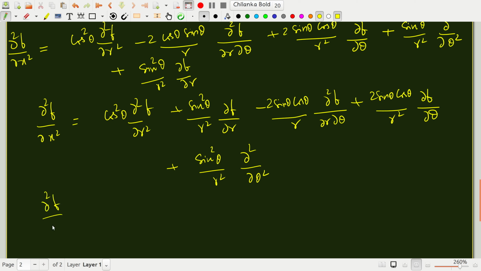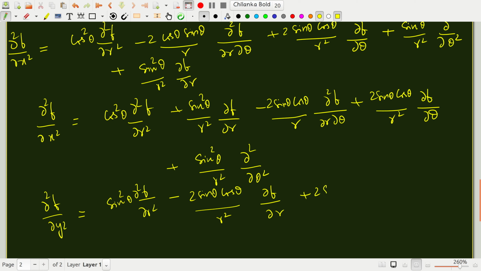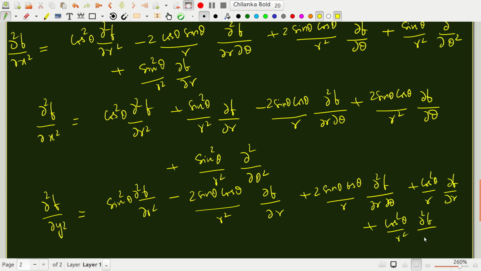Similarly, you have to write partial squared f by partial y squared using the same procedure, and you will get sine squared theta partial squared f by partial r squared, minus 2 sine theta cos theta by r squared partial f partial r, plus 2 sine theta cos theta by r partial squared f by partial r partial theta, plus cos squared theta by r partial f partial r, plus cos squared theta by r squared partial squared f by partial theta squared.